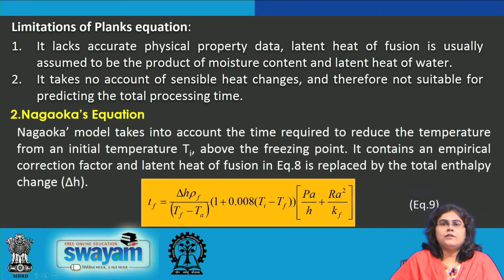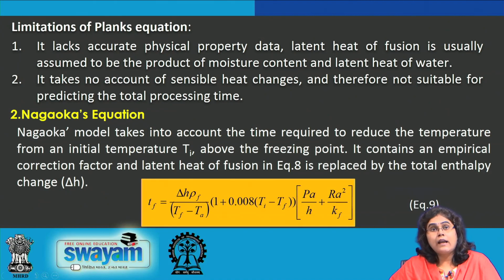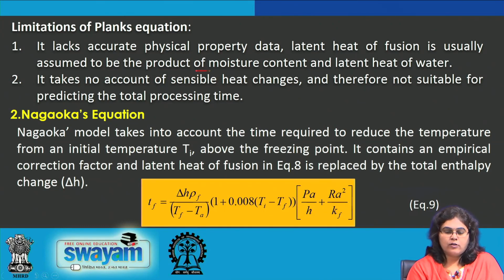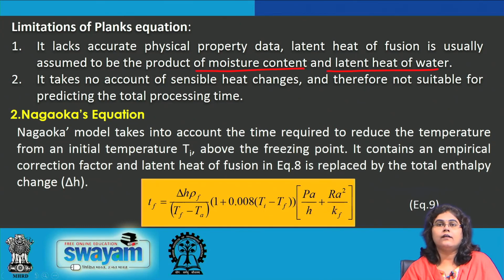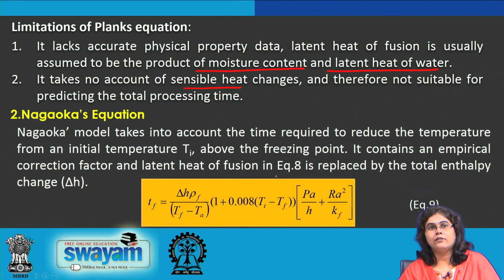There are certain limitations of Planck's equation, as it lacks accurate physical property data. The latent heat of fusion here is usually assumed to be the product of moisture content and the latent heat of water. It takes no account of sensible heat changes and is therefore not suitable for predicting the total processing time. In Planck's equation, the sensible heat part is not taken into consideration, so it cannot predict the accurate processing time.